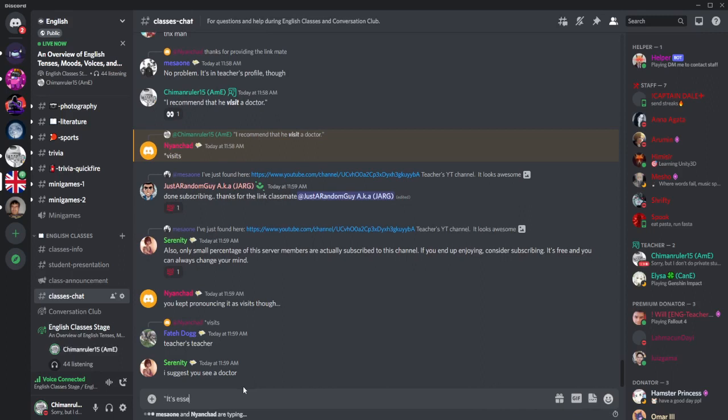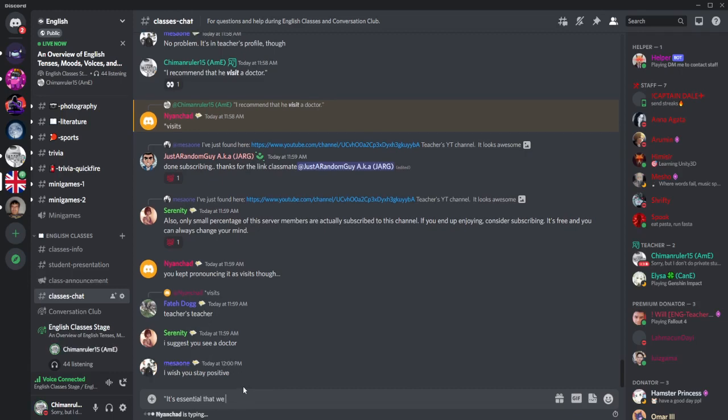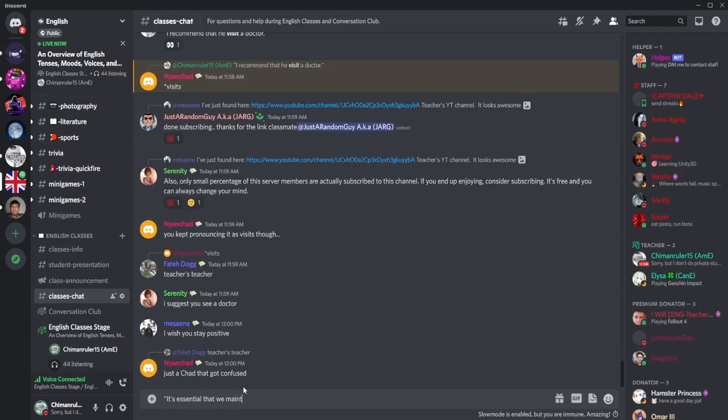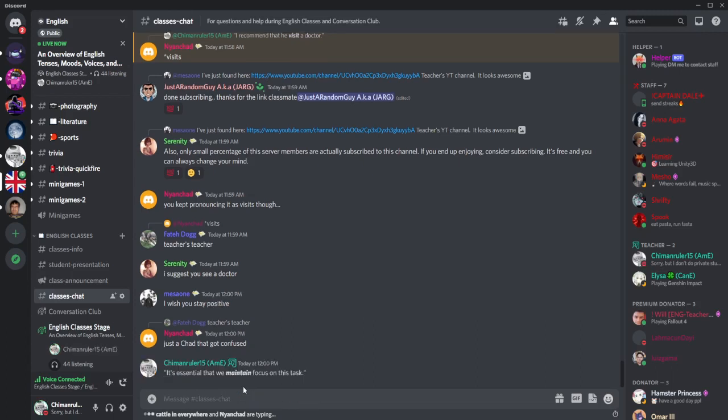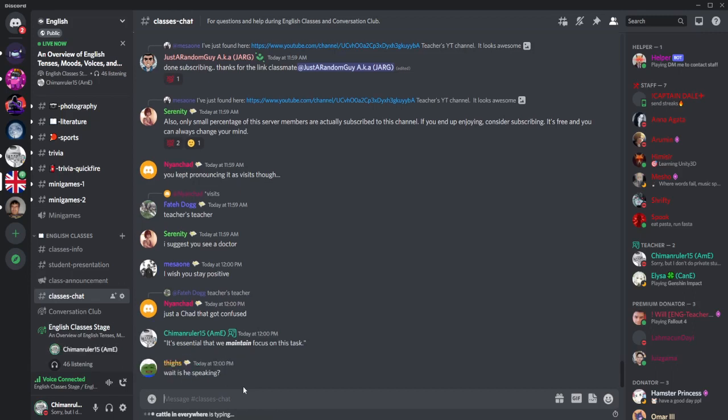Or it's essential that we maintain focus on this task. Again, you're using the base form of the verb. You are using the base form. So no S ending or anything like that. No, with wish you have to use the past subjunctive, but we'll get to that later. It's essential that we maintain focus on this task.